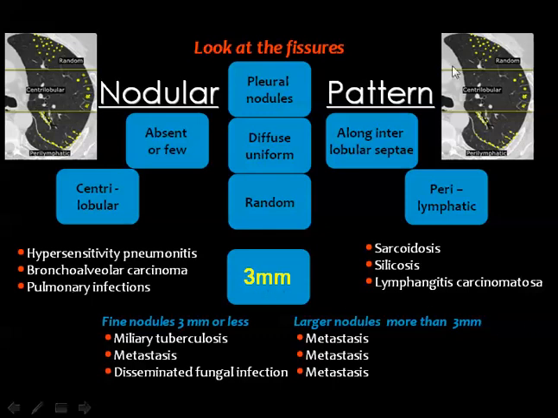Random distribution: if the nodules are less than 3 millimeter, number 1 is miliary TB, and number 2 is metastasis. But if the nodules are more than 3 millimeter, it is only metastasis. And random distribution means metastatic disease if the nodules are more than 3 millimeter. If less, consider TB, which is the most common disease that can produce miliary shadows.